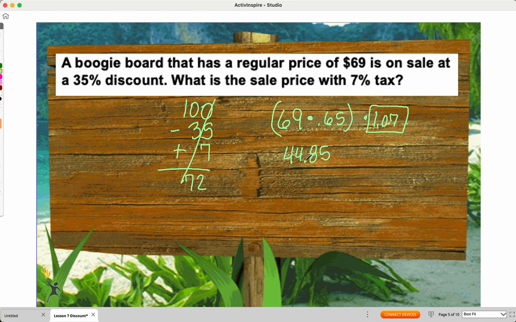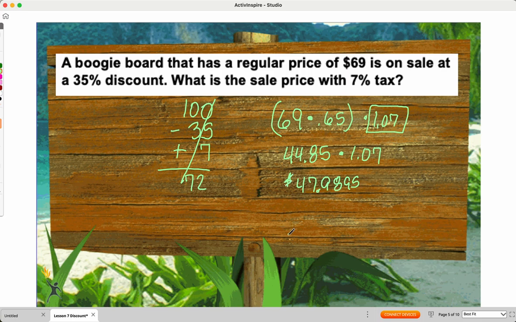So it's going to cost me $44.85 for the cost, and now I need to find it with the sales tax, so 100% of the total cost and 7% sales tax. Now my answer comes out to $47.9895.